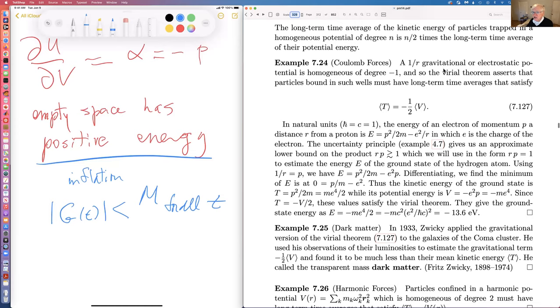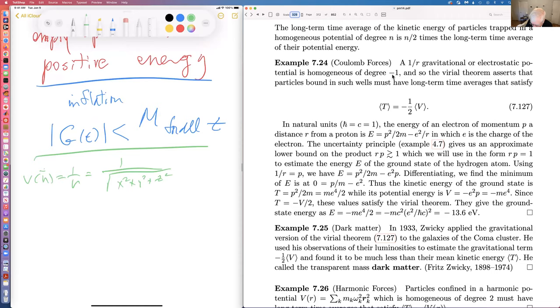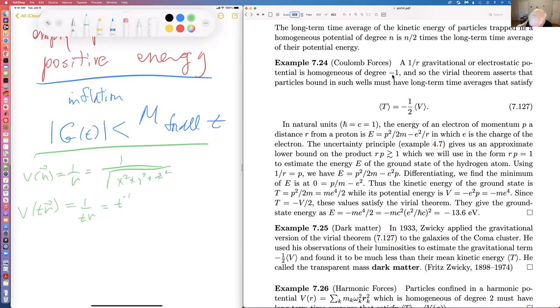Coulomb force is homogeneous of degree minus 1, because, for example, we have V of R equal to 1 over R, but that's 1 over the square root of x squared plus y squared plus z squared. And so V of tR, unfortunately, t is not the time, I really should be more careful with the notation. This is 1 over tR, or t to the minus 1 times V of R, and the reason is that this is the square root of t squared x squared plus t squared y squared plus t squared z squared, which of course then is t to the minus 1 over R.